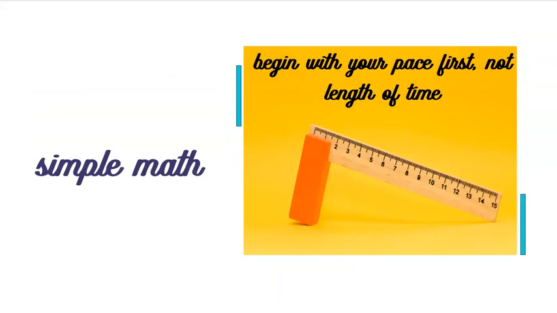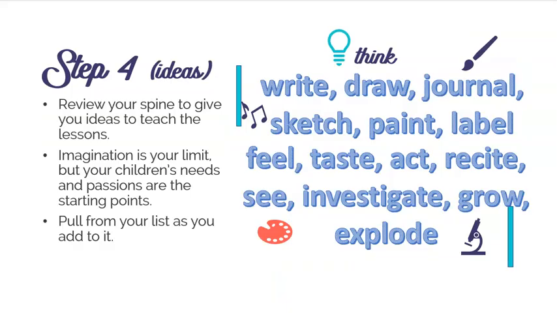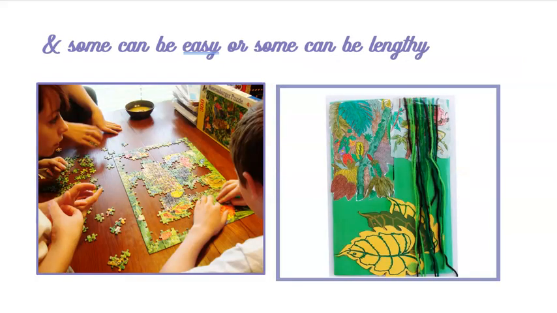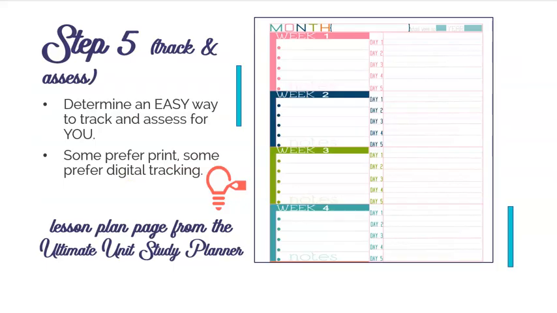And then from there, it's just a simple matter of math. Don't forget your ideas. Write down as many as you can, and you can keep adding to them. Sometimes I wouldn't find an idea until a week before we did it, and I thought, oh, this is a good idea. We can write about this, or do the history about this, or graph this, or this book goes along. So choose a combination of easy and less time consuming things, and then lengthy projects. And then, of course, track it some way.